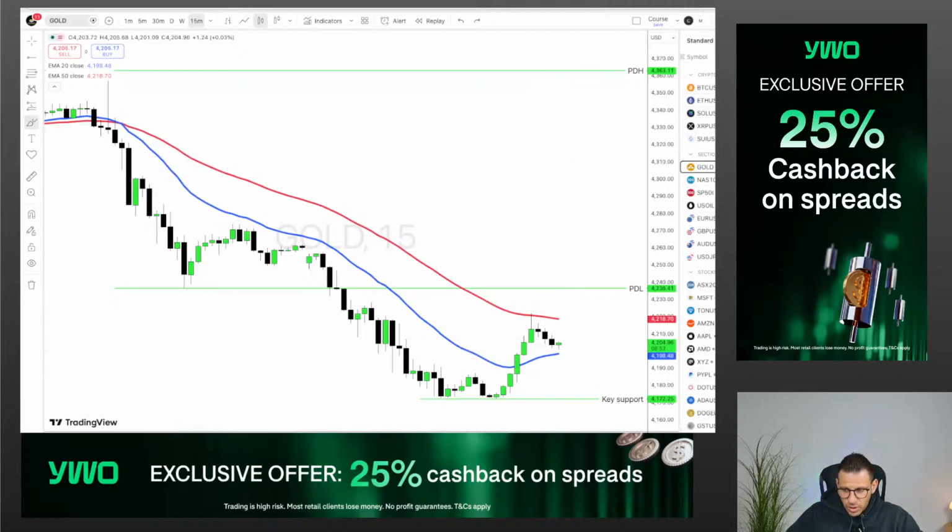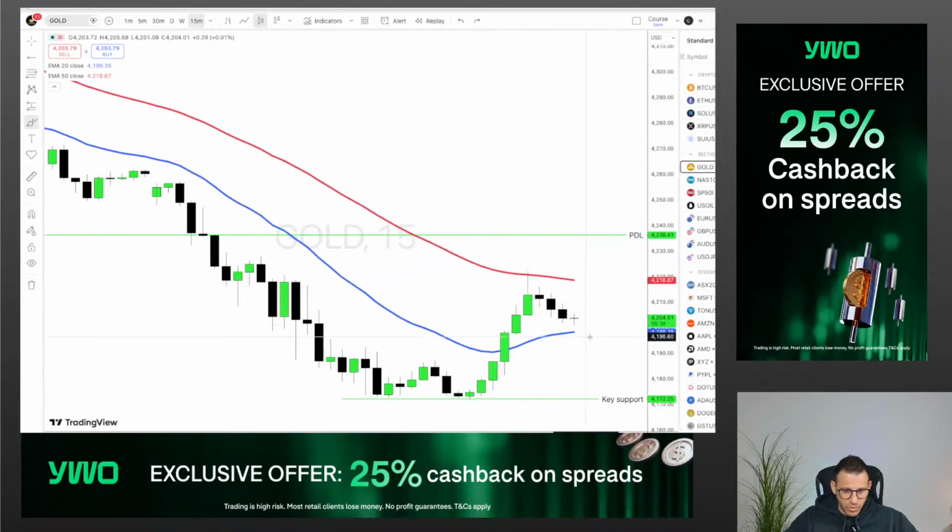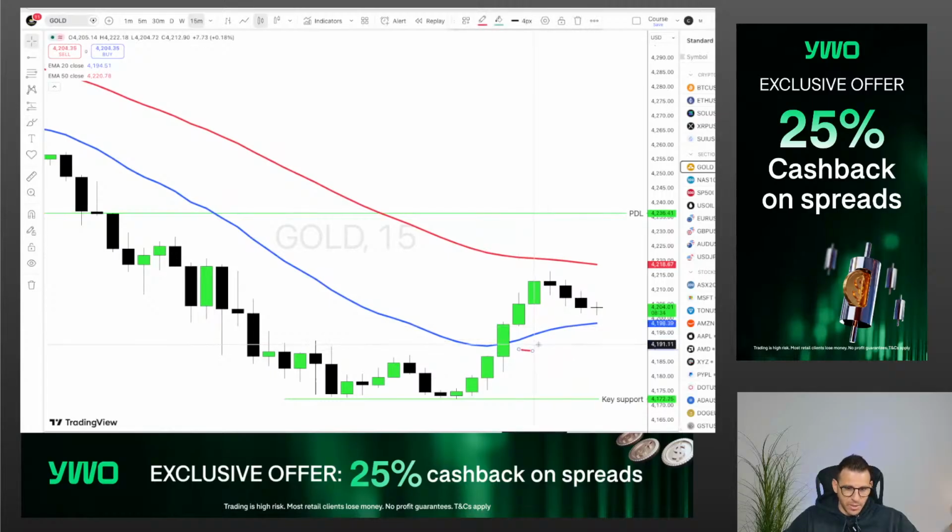So from this point, we need to see aggressive sellers. How can we spot the aggressive sellers, guys? We need to see candles. They have black candles. They have at the least the same length with these bullish candles.